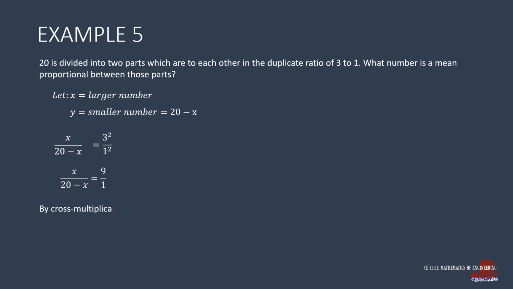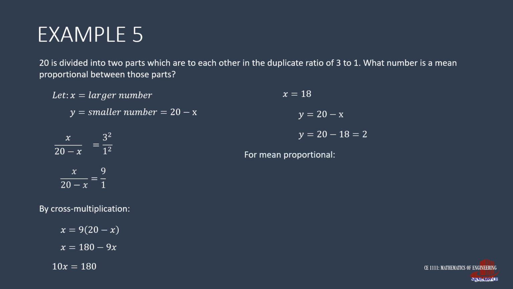Create the one-liner equation through cross multiplication, giving x as 9 times 20 minus x, simplified as x equal to 180 minus 9x. Transpose 9x to the other side and get 10x as equal to 180. X is then computed as 18. Then y is 20 minus 18, giving 2.